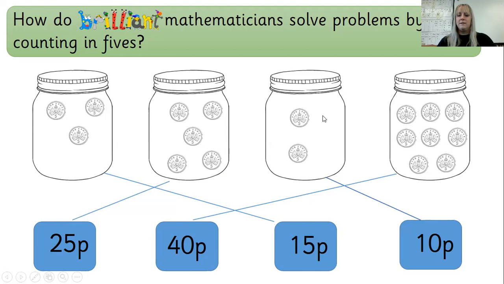And finally, I've got this jar here, so let's count carefully together. We've got 5, 10, 10p, and that's matching. It's really important when we're doing our maths that we count carefully, and it doesn't matter if we're counting in ones or twos or fives or tens. It's really, really important to count carefully.